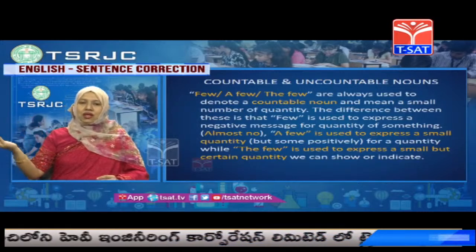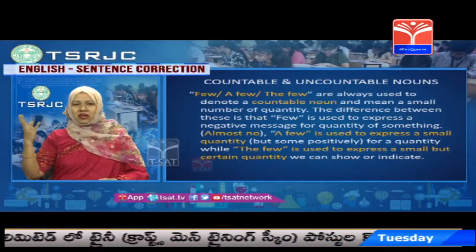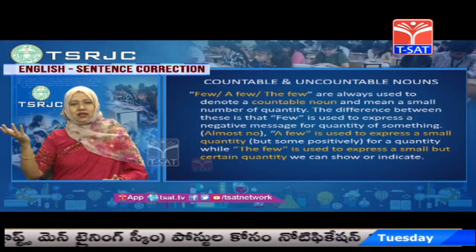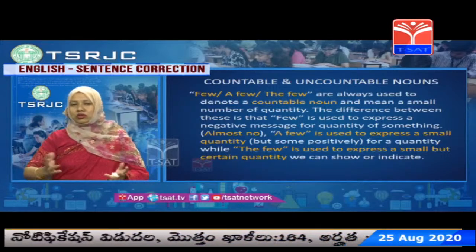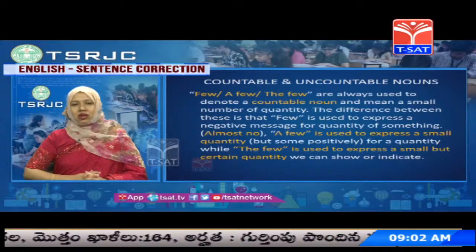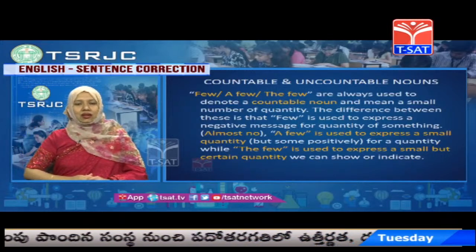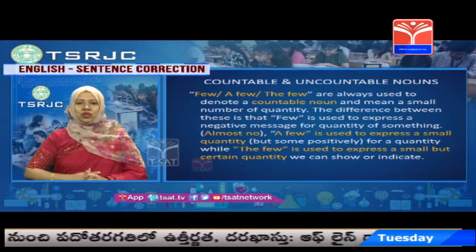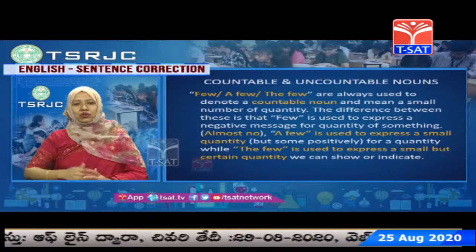Very few students are attending Zoom classes. Few here refers to nil, very one or two, very less, which is equal to none, almost no. Out of 40 students, if 1 or 2 students are attending online classes, we say few students are attending. That means only 1 or 2, which is negligible, which is equal to no.